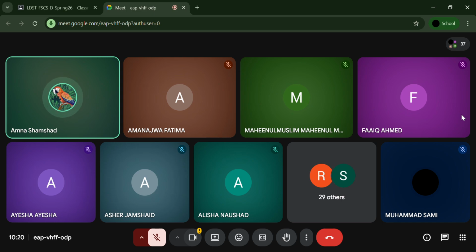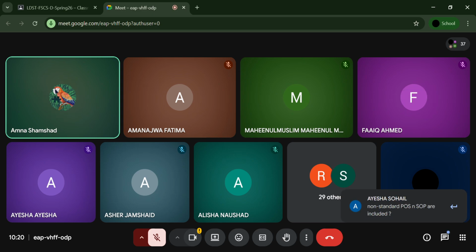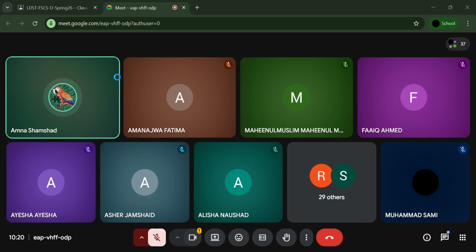Adders, for half adder, full adder, subtractors. Yes, non-standard POS and SOP. If we have done questions from this topic, they are also included. Okay.